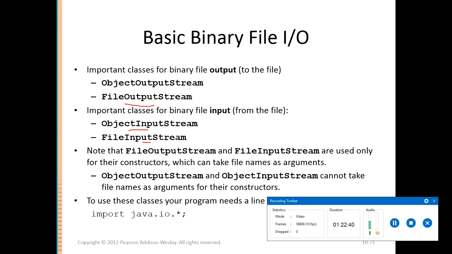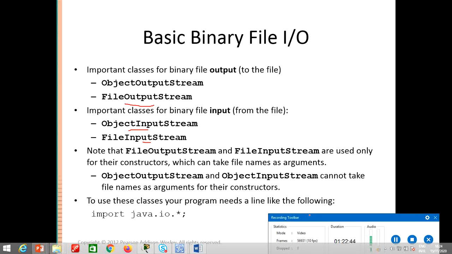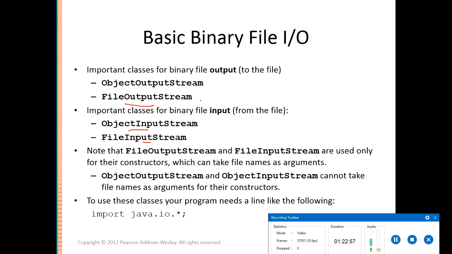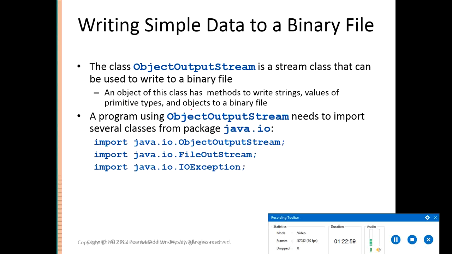Now file output stream and file input stream are used only to provide the file name as arguments, just like in the text files, and object output and object input stream cannot take file name as the arguments. So we need to have java.io, all these are in java.io.*.